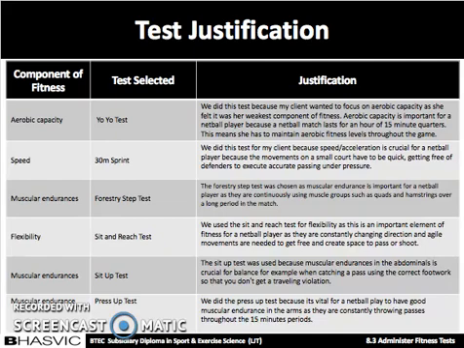Component of fitness, muscular endurance. Test selected, press-up test. We did the press-up test because it's vital for a netball player to have good muscular endurance in the arms as they are constantly throwing passes throughout the 15-minute quarters.